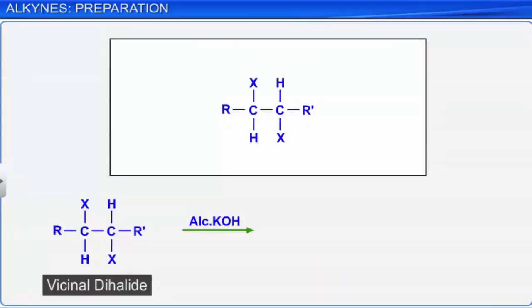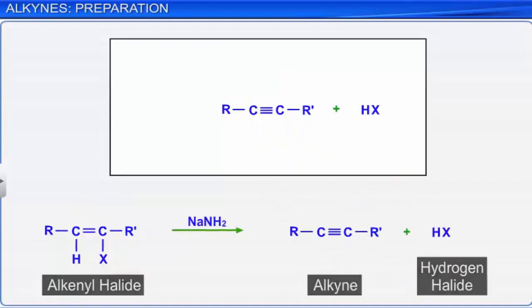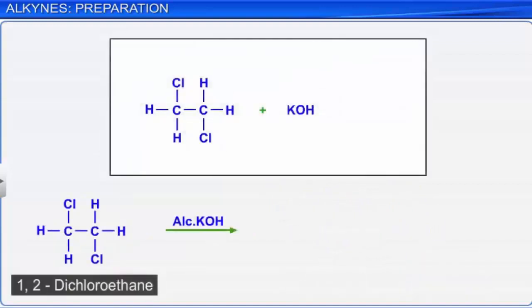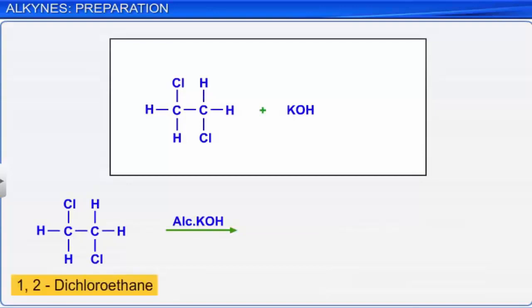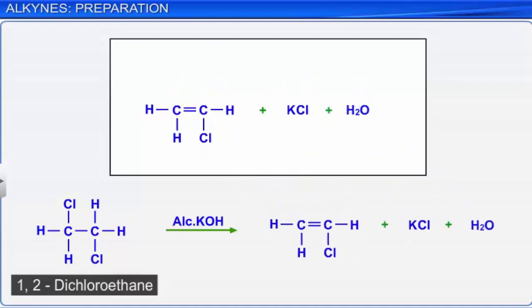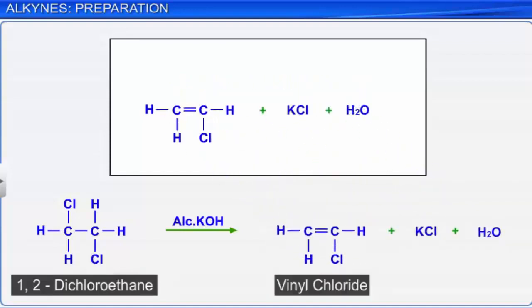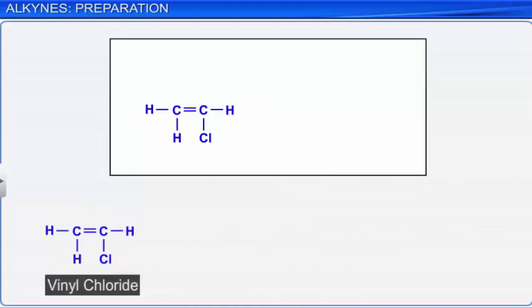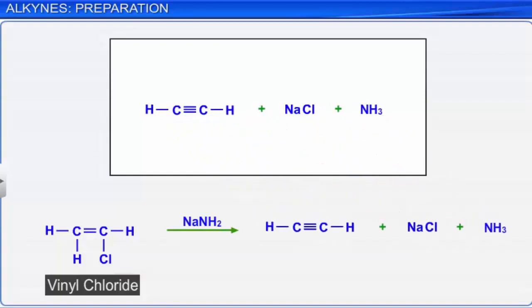This alkenyl halide, when treated with a strong base such as sodamide, loses another molecule of hydrogen halide, thus resulting in the formation of an alkyne. For example, when 1,2-dichloroethane is treated with alcoholic potassium hydroxide, it forms vinyl chloride, and this, when treated with sodamide, forms ethyne.